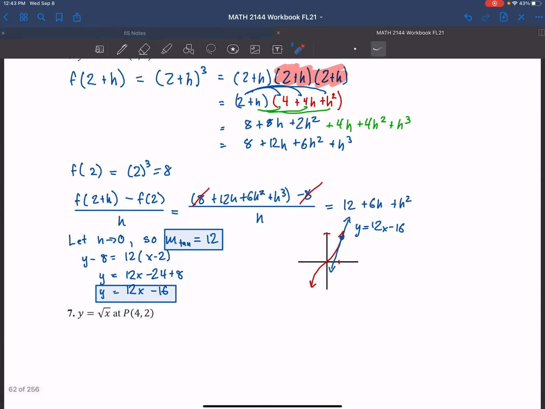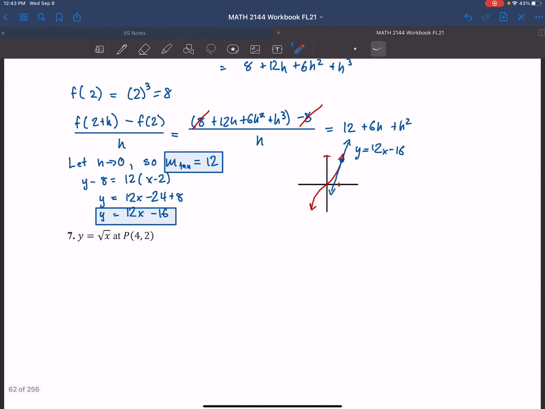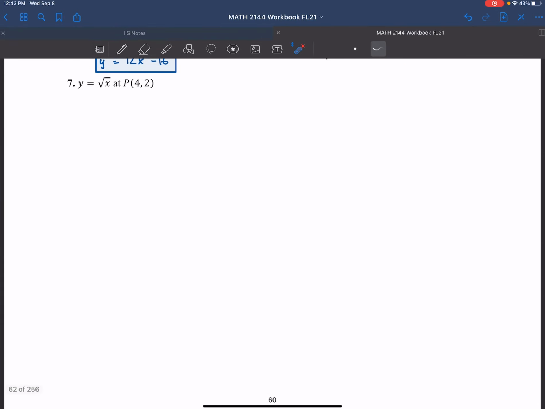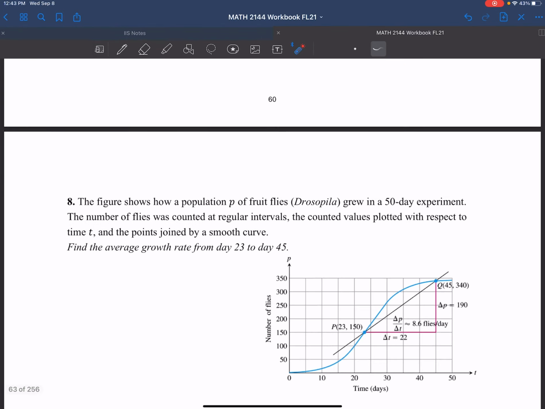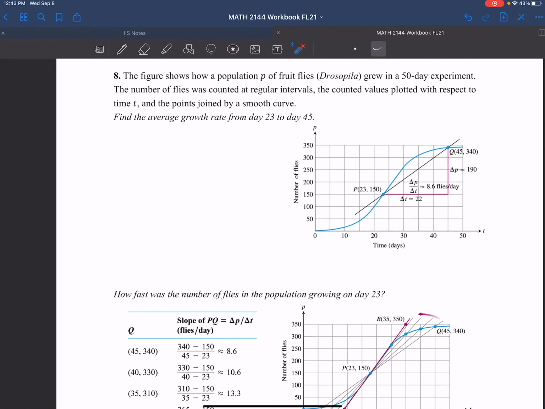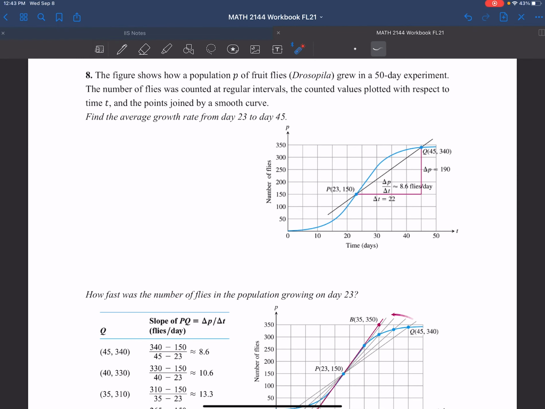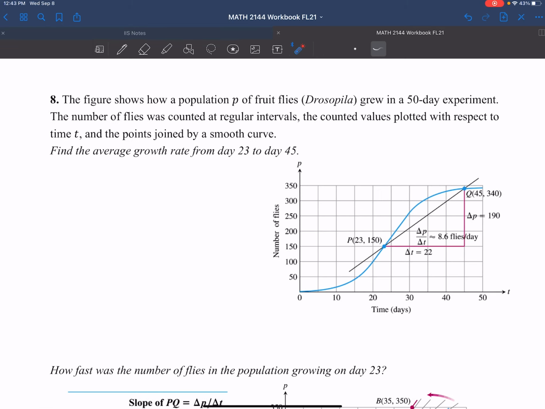All right. 7, we're going to do a problem very similar to this in the next section, so we'll skip 7 for the time being. 8 and 9 is just going to make sure we're comfortable with the difference between average and instantaneous. So let's go ahead and look at this one right here.